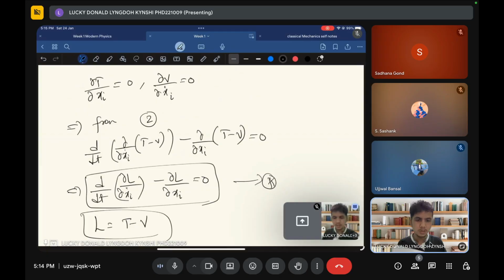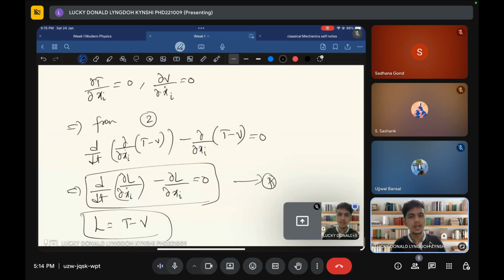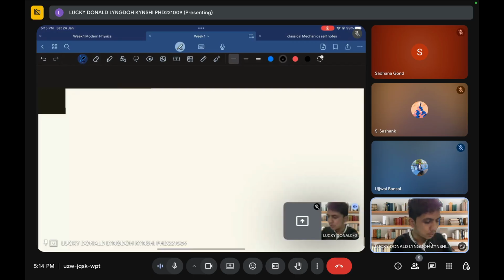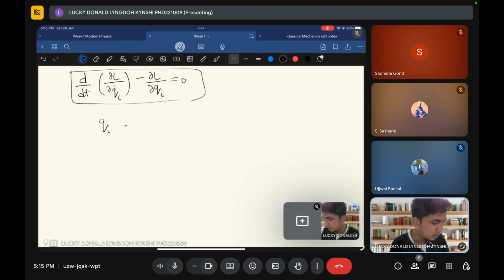Why this Lagrangian equation is very important is because we can introduce what we call a generalized coordinate. I think in the lecture it must have been covered, generalized coordinates. That means instead of x i, we can represent it with general coordinates in the form d by dt of del L divided by del q i dot minus del L divided by del q i equal to 0. Now this q i is in fact a generalized coordinate.